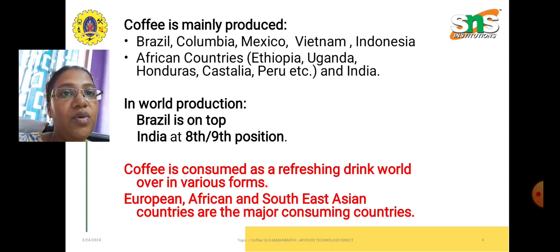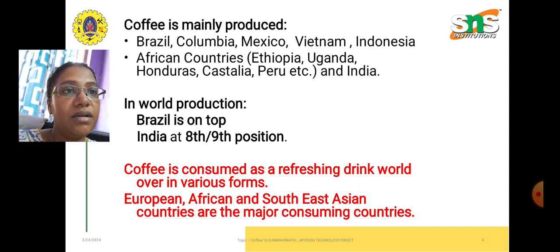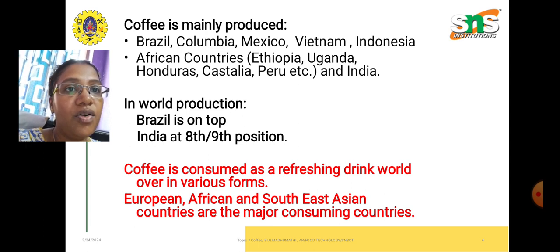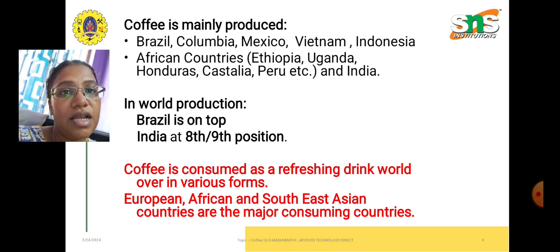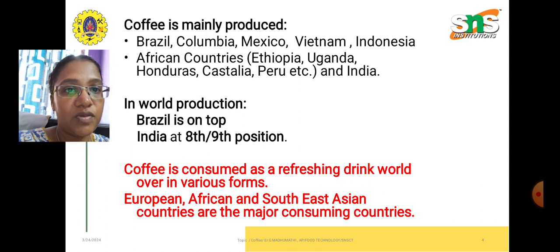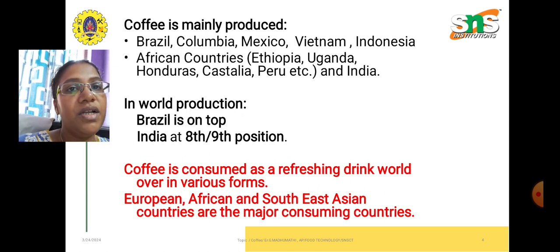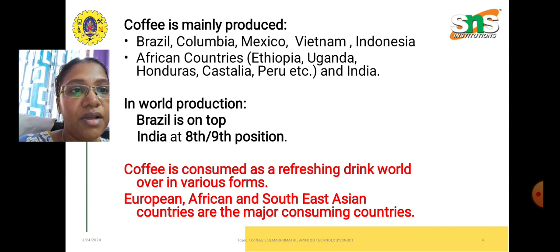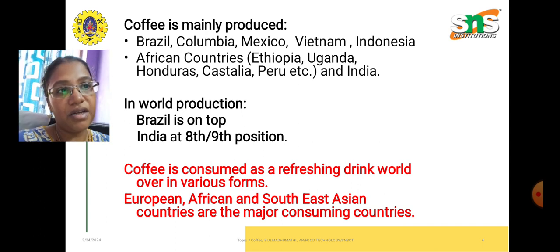So coffee is produced in Mexico, Vietnam, Indonesia, and African countries, some of them like Ethiopia, Uganda, then Honduras, and India. In world production, Brazil is at the top for coffee cherry, and India stands in the 8th or 9th position. Mainly coffee is consumed as a refreshing drink the world over in various forms, and major consuming countries include Europe, Southeast Asian countries, and the African countries.